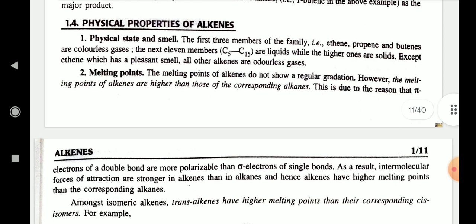Physical state and smell. The first three members of the family, that is ethene, propene and butenes, are colorless gases. The next 11 members, carbon 5 to carbon 15, are liquids, while the higher ones are solids. Except ethene, which has a pleasant smell, all other alkenes are odorless.